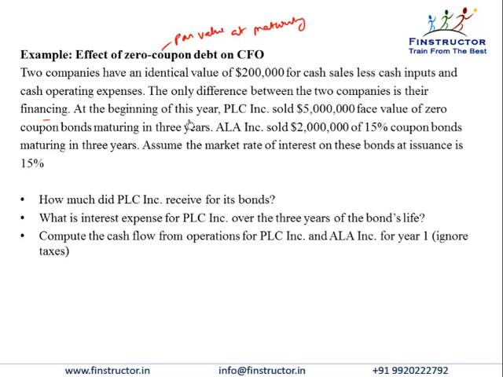At the beginning of this year, PLC Incorporated sold $5 million face value of zero coupon bonds maturing in 3 years. ALA Incorporated, that is the second company, sold $2 million of 15% coupon bonds maturing in 3 years. Assume the market rate of interest on these bonds at issuance is 15%. Calculate how much PLC Incorporated received for its bonds. So we're receiving $5 million at maturity and no coupon until maturity since it's a zero coupon bond.